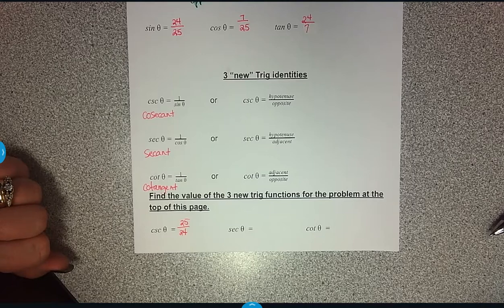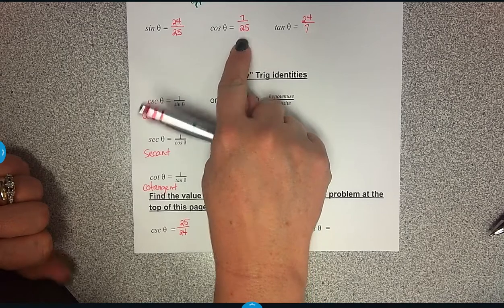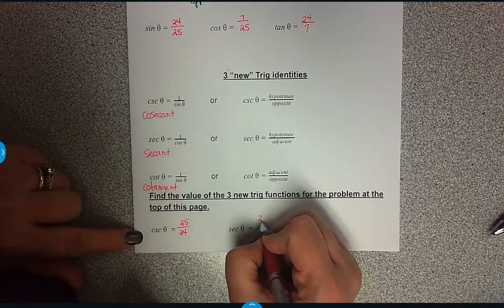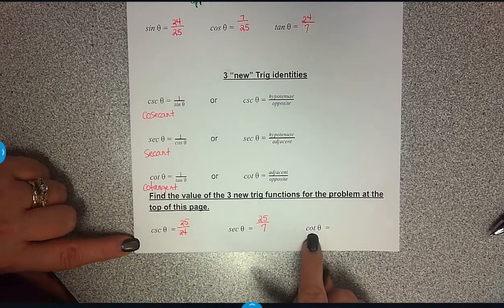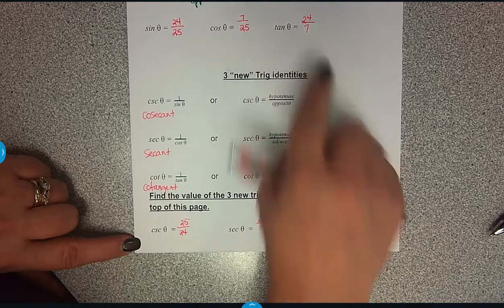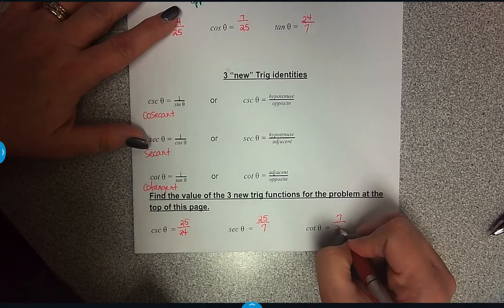Your secant is your cosine flipped. So if I take 7 over 25 and flip it, I get 25 over 7. And cotangent is tangent flipped. So if I take 24 over 7 and flip it, I get 7 over 24.